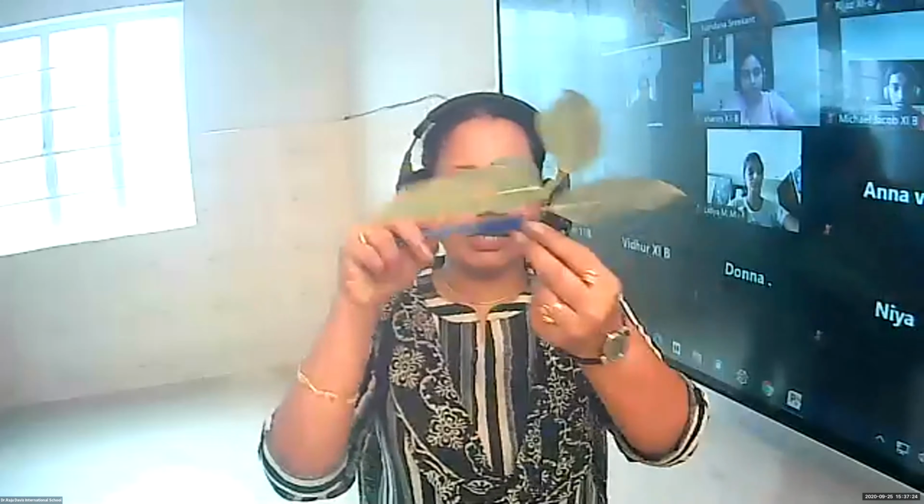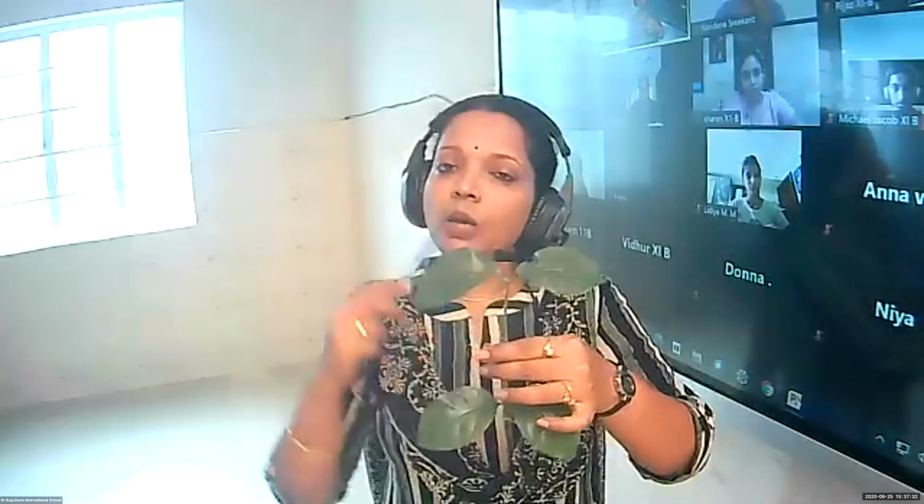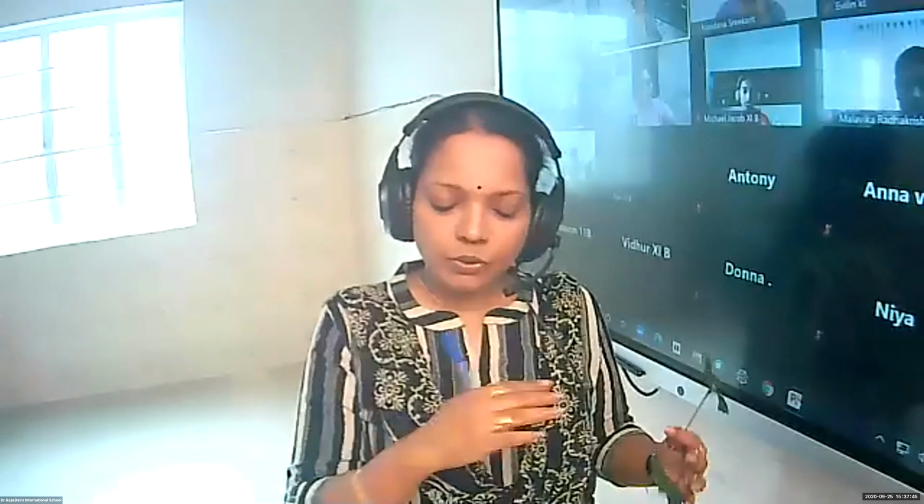Node is a point on the stem from where a branch or a flower originates. When only one leaf is arising from the node, it is known as alternate arrangement. See, alternately, one from each node. When two are arising from the same node, you call it opposite arrangement. When more than two leaves are there, you call it whorled arrangement. Phyllotaxy is the term, so you will learn later. Whorled, W-H-O-R-L-E-D, whorled arrangement. So here in Solanaceae, it is alternate arrangement.